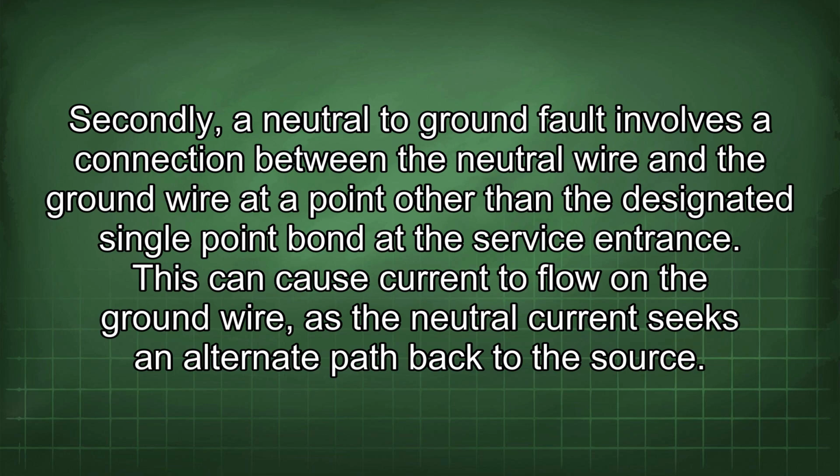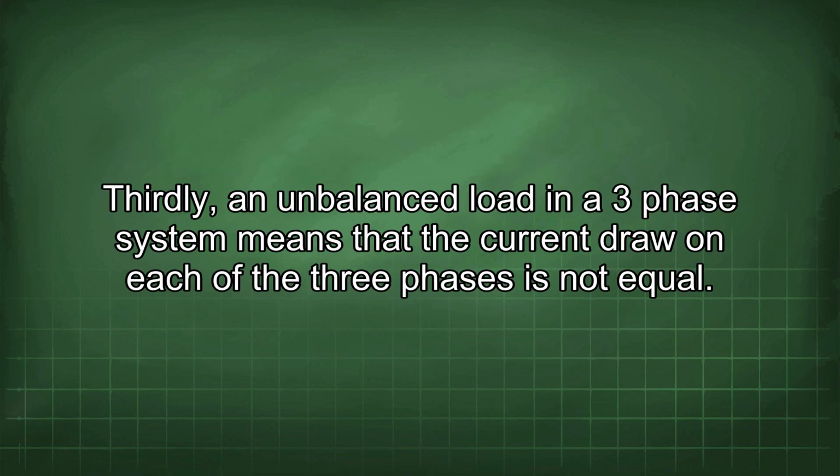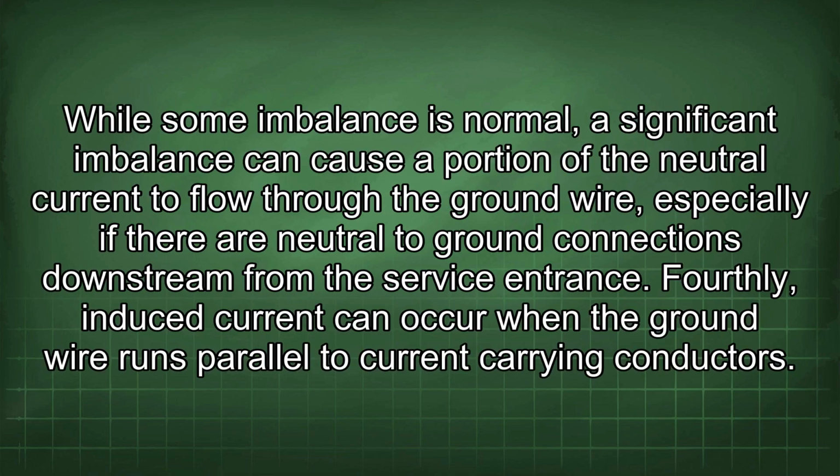Thirdly, an unbalanced load in a three-phase system means that the current drawn on each of the three phases is not equal. While some imbalance is normal, a significant imbalance can cause a portion of the neutral current to flow through the ground wire, especially if there are neutral to ground connections downstream from the service entrance.